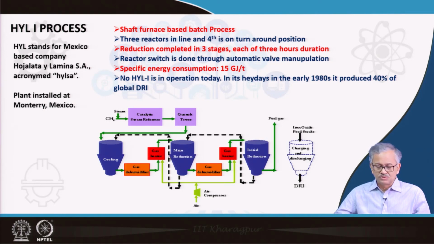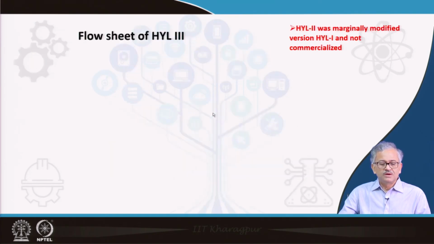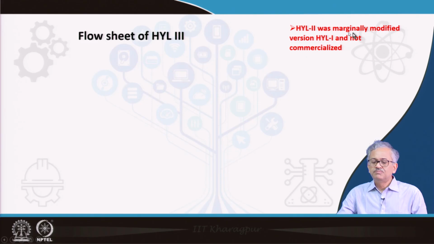So the charge enters one reactor and goes out. It is only one continuous shaft reactor, and that's why that process becomes energy economic, and productivity is also high. But in its heyday, in the early 1980s, it produced around 40% of the global DRI. So it was a very prominent process in 1980, producing around 40% of the global DRI. So this is about the HYL 1 process.